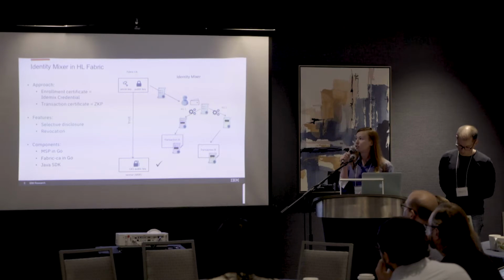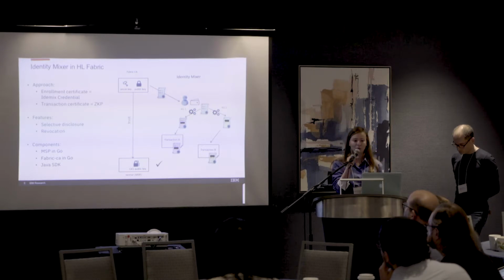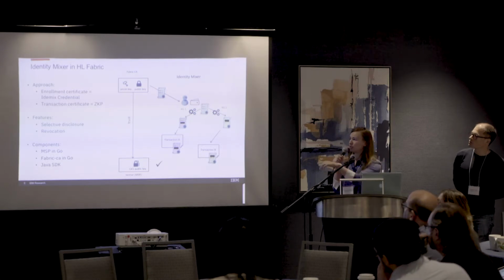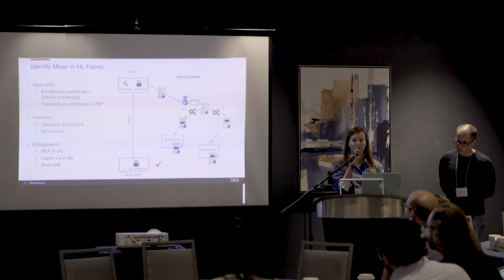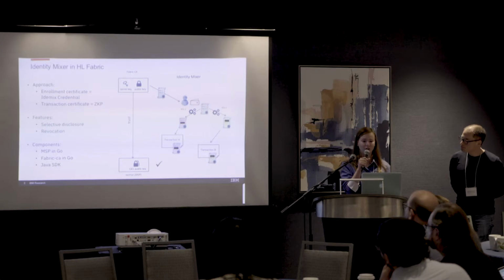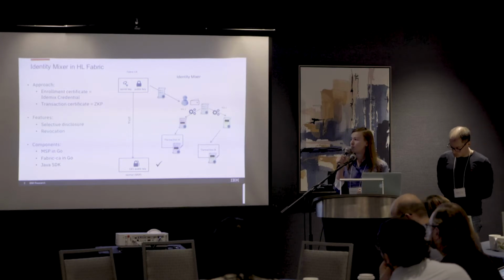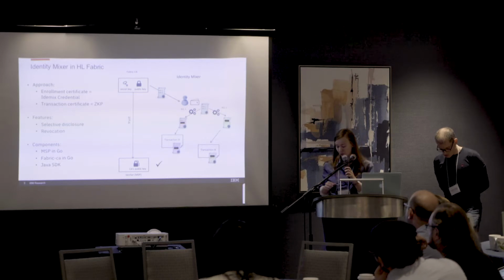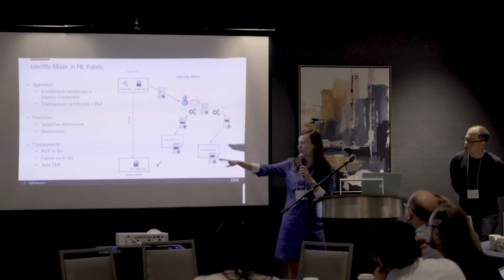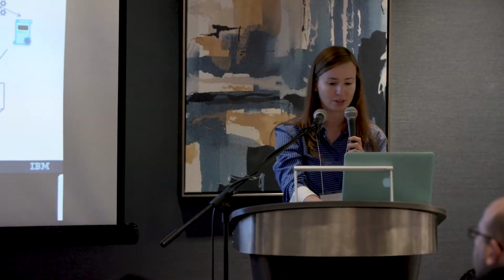The features that are coming soon will be selective disclosure, so you can selectively disclose attributes from your credential, and also we implement revocation because it's one of the key features. With the components, we basically have a component that implements MSP in Go, and that will be used by the verifiers. We integrate also in Fabric CA, which is also Go, and the first SDK we target will be the Java SDK.